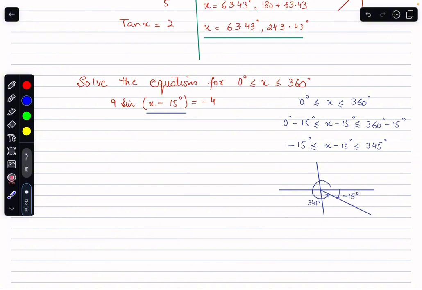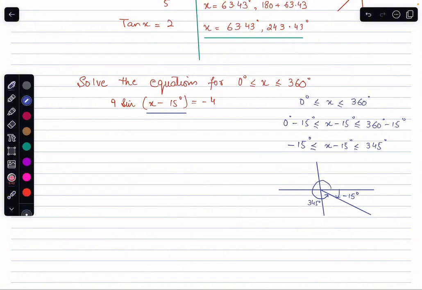Whenever in the trigonometric equation it's not an x but a composite value, which is x minus 15, or anything added or multiplied with x, then first we have to adjust the domain value. So we have adjusted the domain, and now the domain is from negative 15 till 345, meaning all the angles that we shall be finding for x minus 15 should be between negative 15 till 345 degrees. So let's start solving the question.